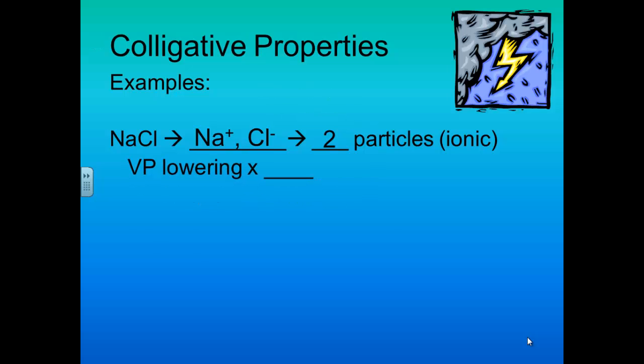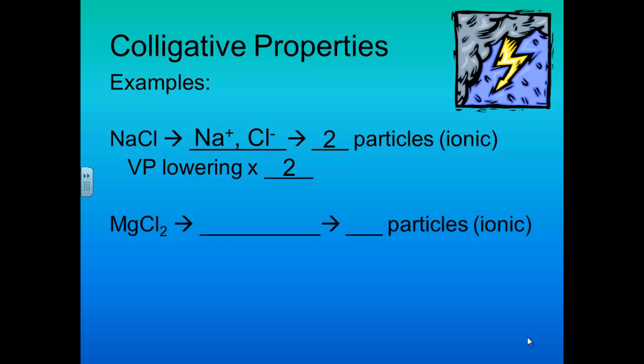As a result, what you would see is the vapor pressure being lowered by a factor of 2. Let's look at another one. Magnesium chloride. Again, this is an ionic compound.